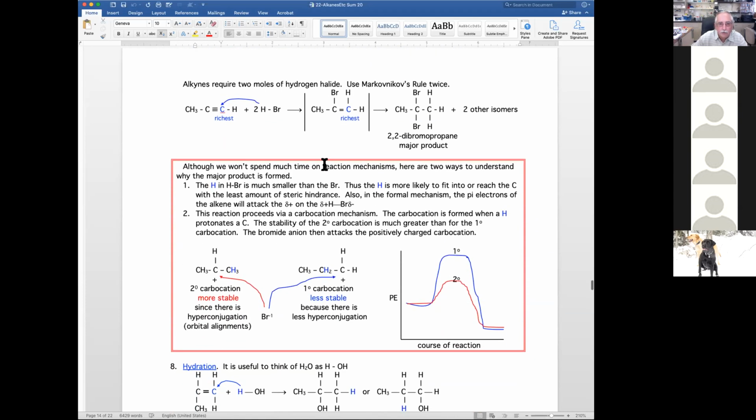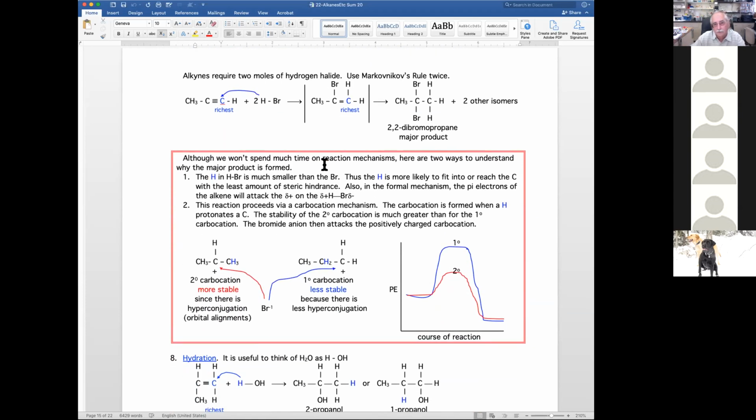And alkynes require 2 moles of hydrogen halide. So again, this one has 1 hydrogen, this one has none. Okay, so this is the richest, so it's going to get richer. So this is the intermediate over here, right? And then I'm looking at it again. Well, if I'm going to put another hydrogen on there, where's it going to go? This one has 2, this one has none. So again, I get this as my major product. You will get minor products. I didn't bother to put them.